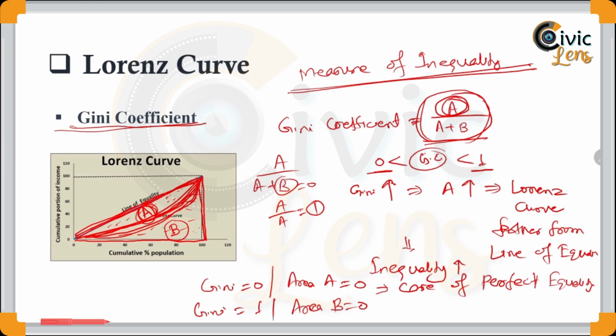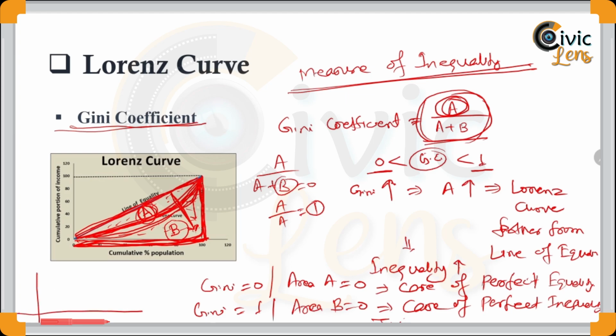So area B becoming 0 means the Lorenz curve is shifting to here. This is the Lorenz curve. That means it is the farthest possible from the line of equality. So that will be a case of perfect inequality. That will be the case when just one person, if I draw it here, and the Lorenz curve becomes like this. This is the line of perfect equality, and since area B is 0, the Lorenz curve has shifted here on the x-axis. That means all the income is being earned by just one person. So that will be a case of perfect inequality.